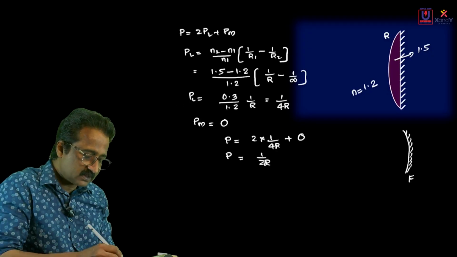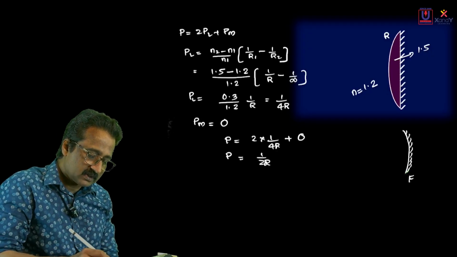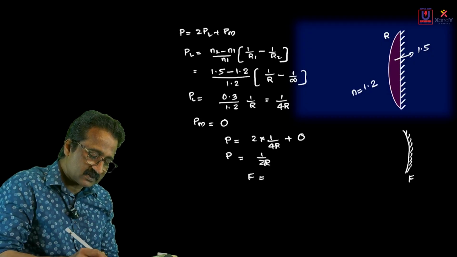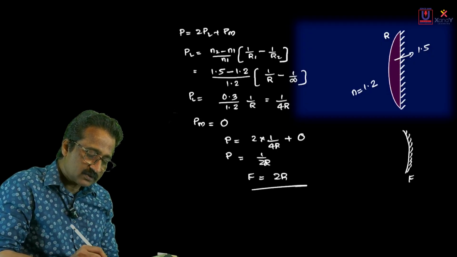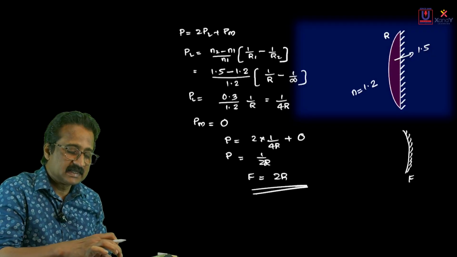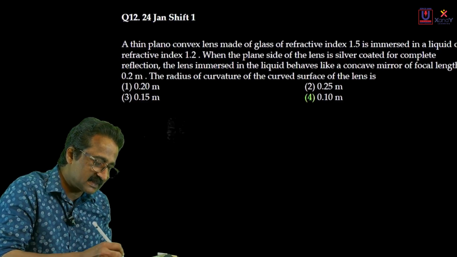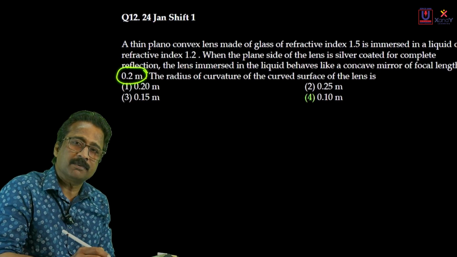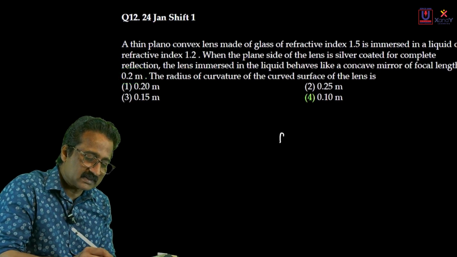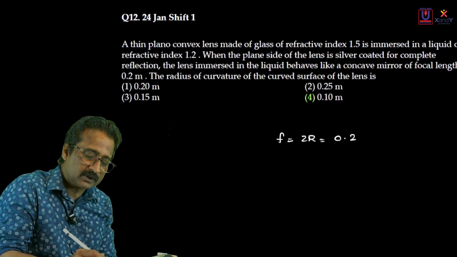Now if power is P, certainly focal length is given by the reciprocal of that. So the focal length F of the device is equal to 2R. So this is the equation for the focal length of the device. Now they say that this focal length is equal to 0.2 meter. So the focal length is actually 2R and that is given to be equal to 0.2 meter.